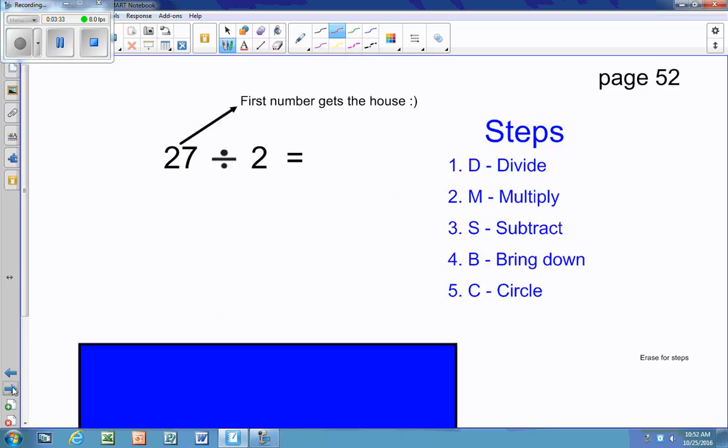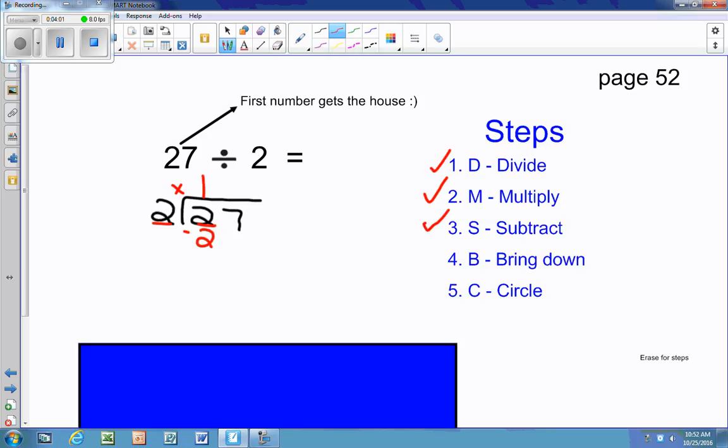Here we go again. We're going to do 27 divided by 2. This time will be a little different because we're just going to start working with remainders to check those out. So we have 27, which is in my house, divided by 2. First thing I have to do is I need to divide. So I ask myself, how many times does 2 go into 2? It can go in 1 time. Then I need to multiply. 1 times 2 is 2.